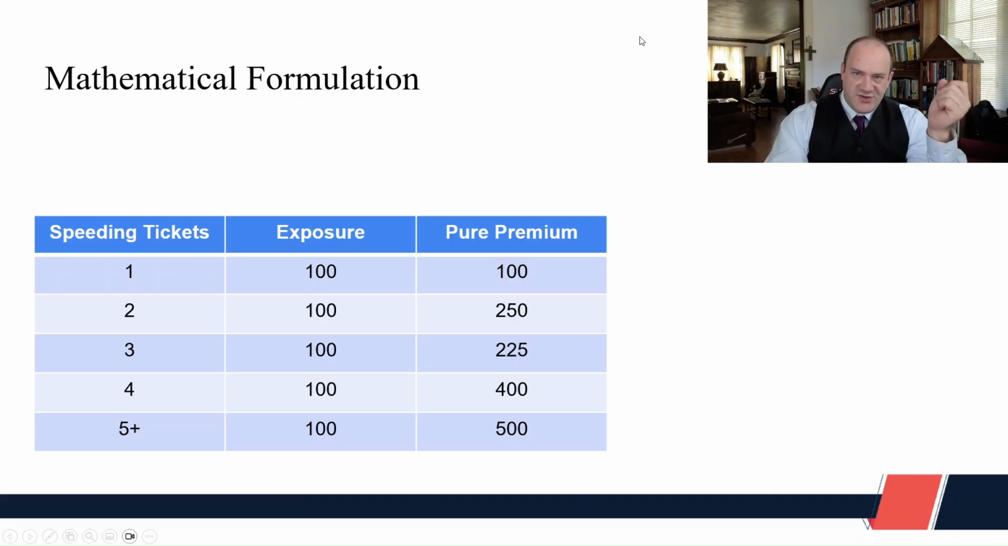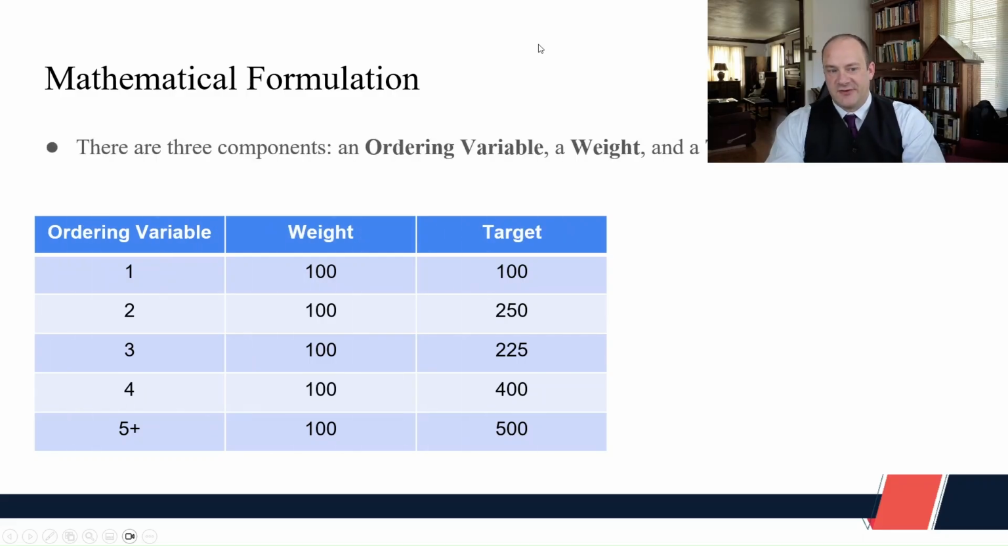So let's return to the original example of speeding tickets. This is how we saw it originally, which was speeding tickets, some sense of weight, and some sense of average loss. But the real general formulation of this problem is as follows. It's an ordering variable, a weight variable, and a target variable. And that is the general setup for this kind of problem. You have 3 variables.